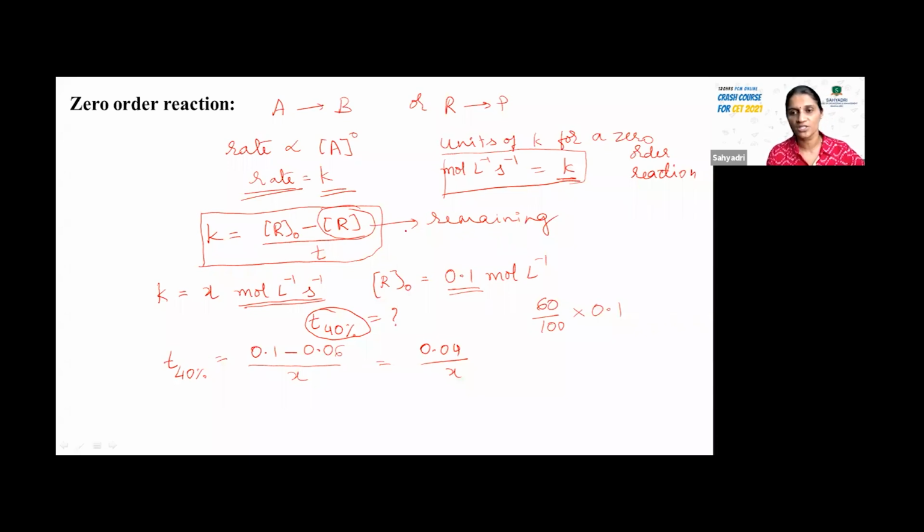Wait, Varsha, one by one we are doing. I'm now showing the equation. Next, the graph is there. One second, we will go one step at a time. So R naught minus R divided by T is equal to K for a zero order reaction. Repeat five times to yourself. K is equal to R naught minus R divided by T. This is applicable for a zero order reaction.